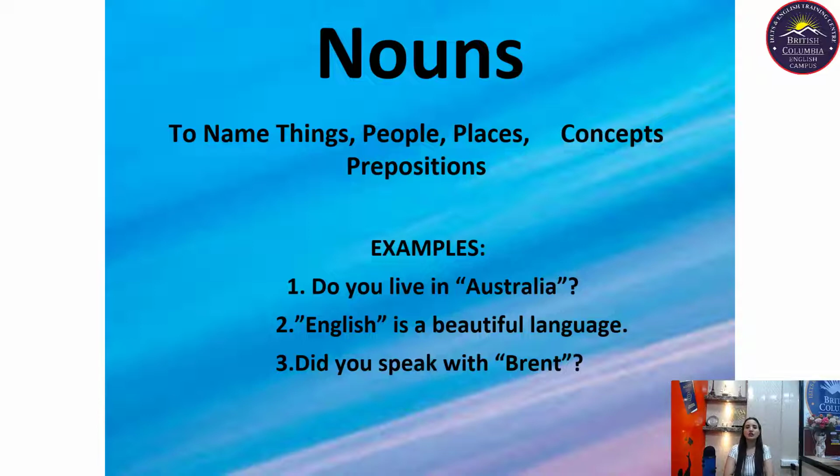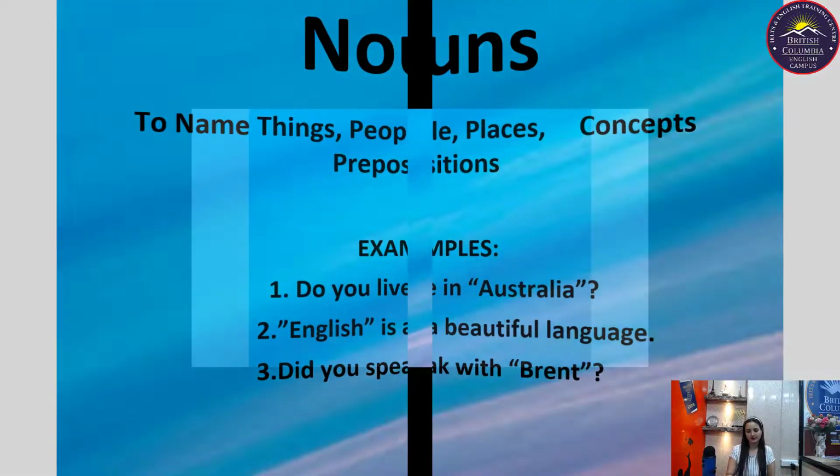English is a beautiful language. What is a beautiful language? It is English. So therefore English is a noun. Did you speak with Brent? Now Brent is the name of a male person. So Brent is the name, therefore it is a noun.